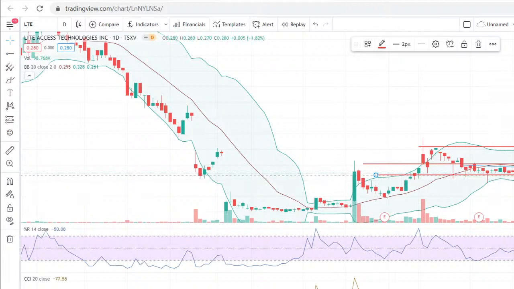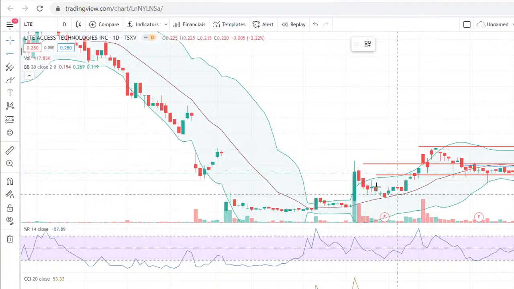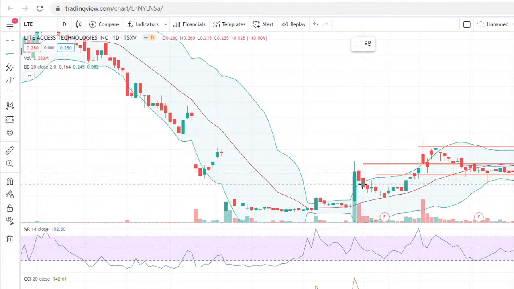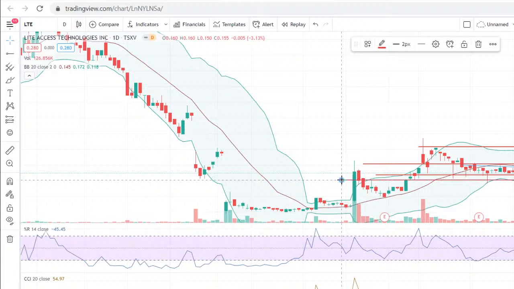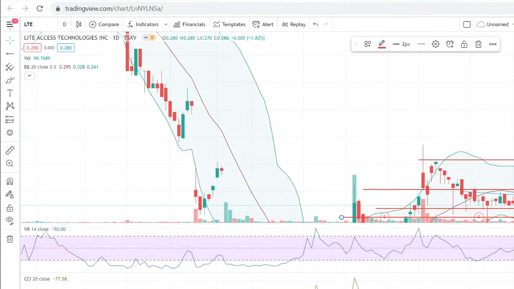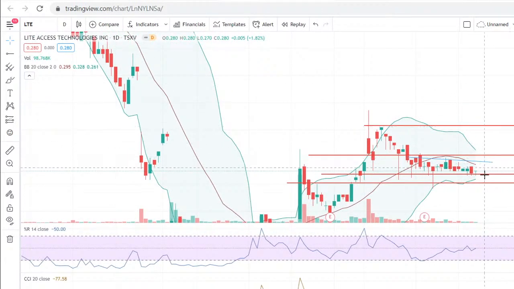Okay, so this is S1, and the S2 is below this, where it formed a wick. So this can be considered as S2, and R1 is 0.315, R2 is 0.385, that is my R2.